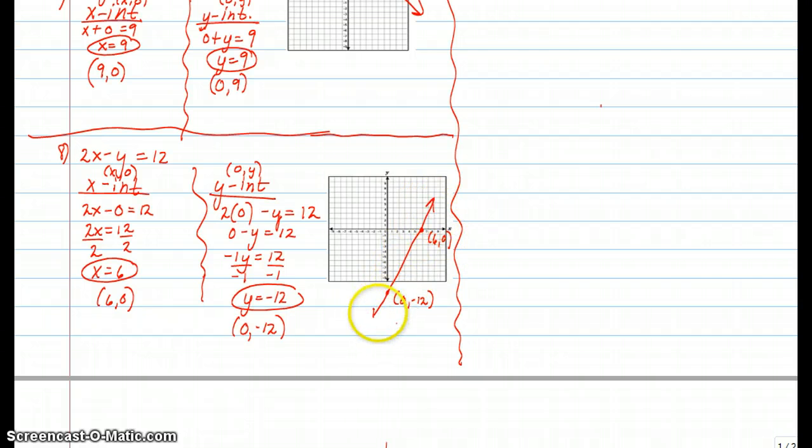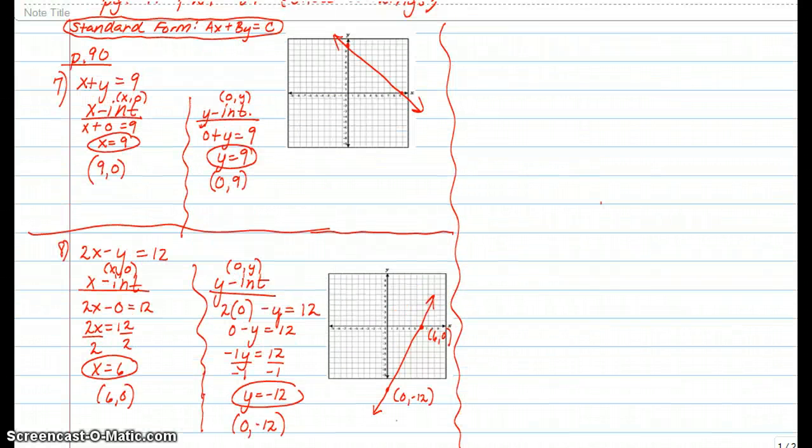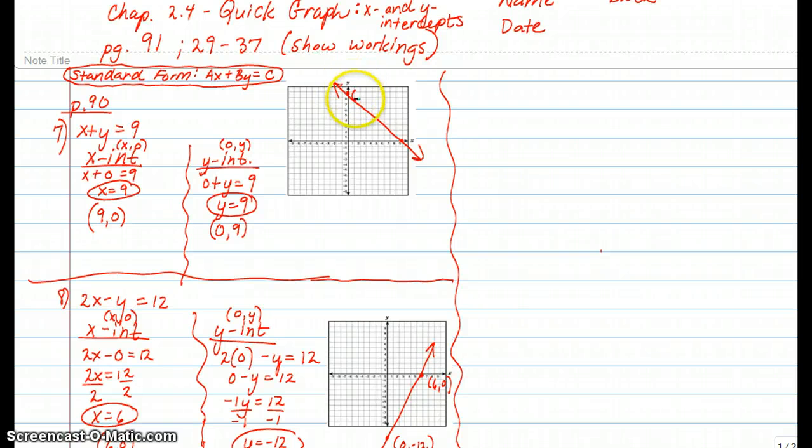It's going to have positive slope. It's going to rise from left to right. Let me go back up and write the ordered pairs on here. This was 0, 9, and this one was 9, 0.